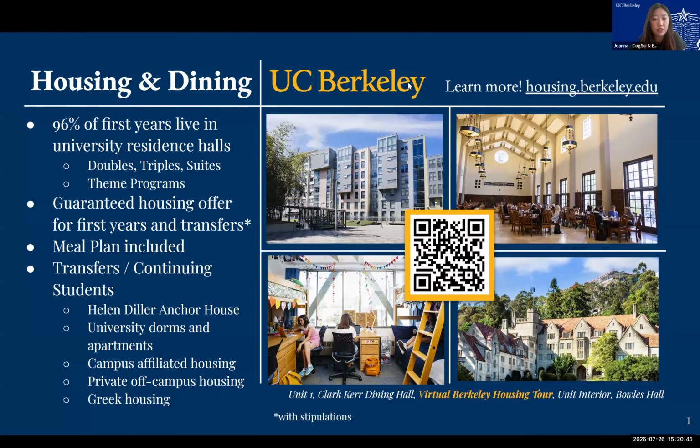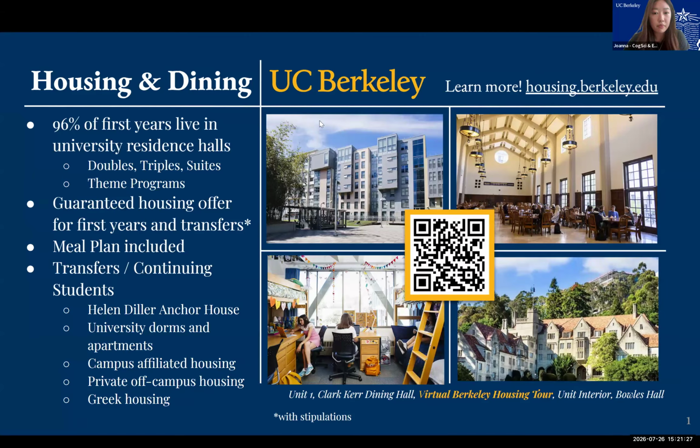For transfer and continuing students, there's a lot more variety. Either there's Helen Diller Anchor House, our transfer and re-entry student apartment building, or university apartments, campus affiliated housing, private off-campus housing, or even Greek housing. About 12% of students are involved in Greek life here. One thing to know, on-campus apartments don't come with a meal plan automatically, so you'd purchase that separately, but there's also an off-campus meal plan available if you want one. If you want a fuller look, there's a virtual UC Berkeley housing tour you can check out on our housing website, since we don't offer in-person housing tours.